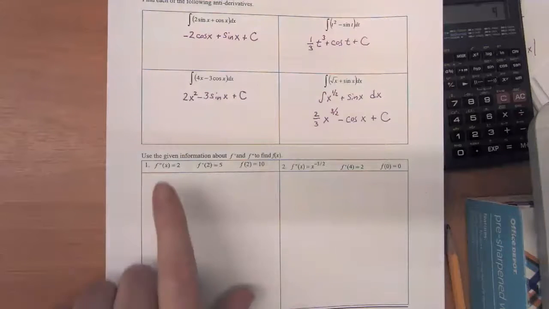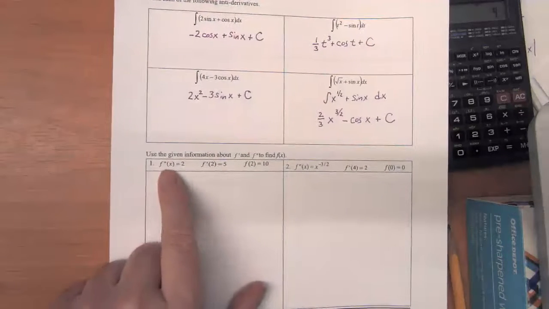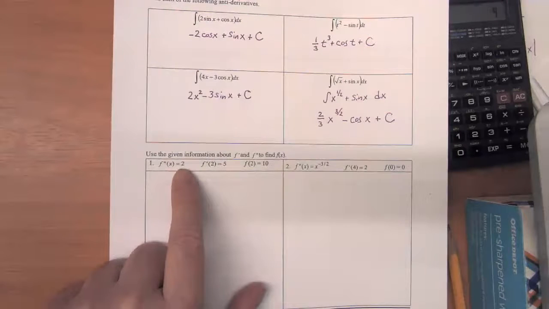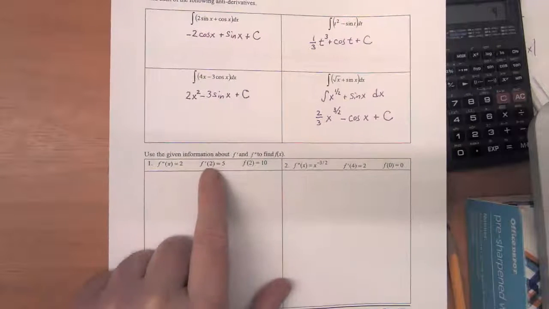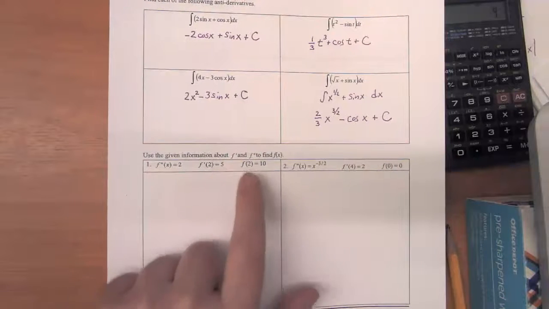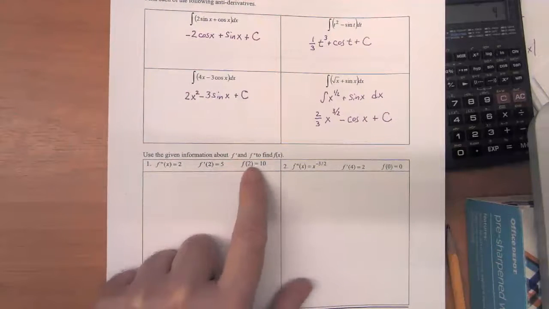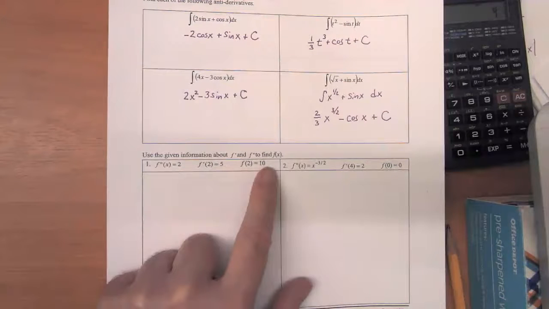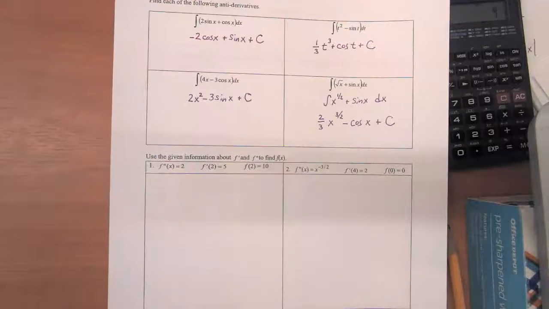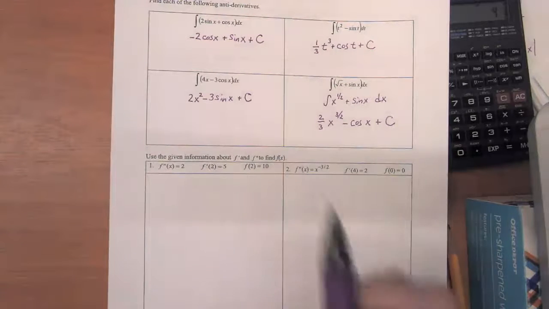All right, so right now we know that the second derivative of the function is equal to 2. And they're also telling us that the first derivative of the function evaluated at 2 is equal to 5, and the function itself evaluated at 2 is equal to 10. And so we want to find the exact function that satisfies all of those conditions. All right, so let's think about that.